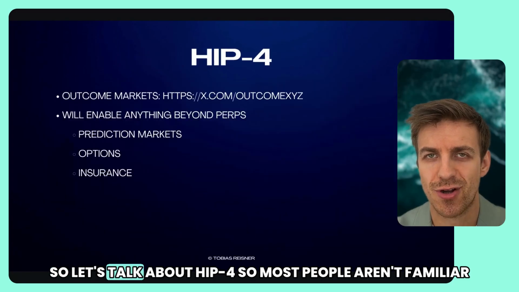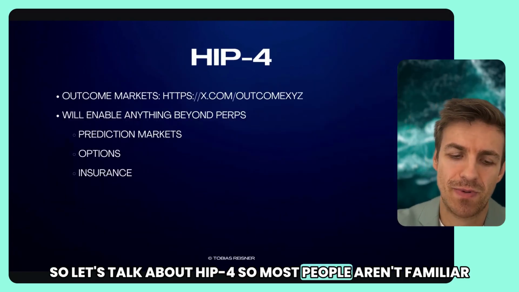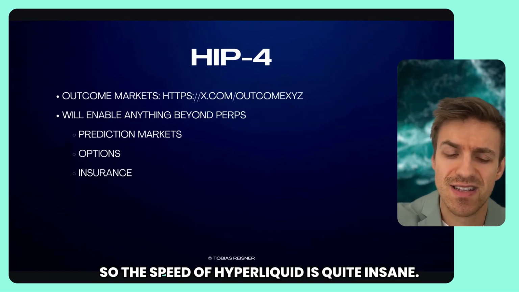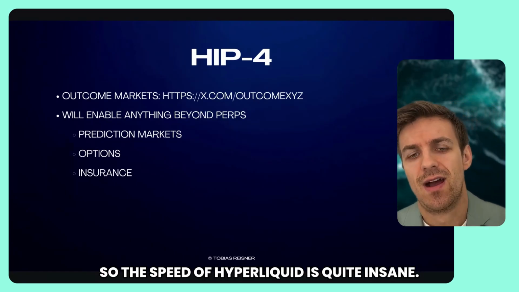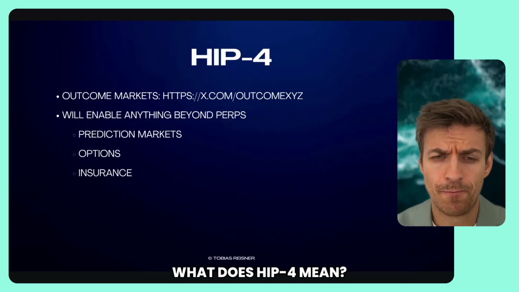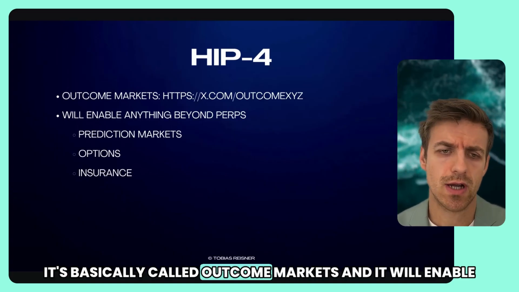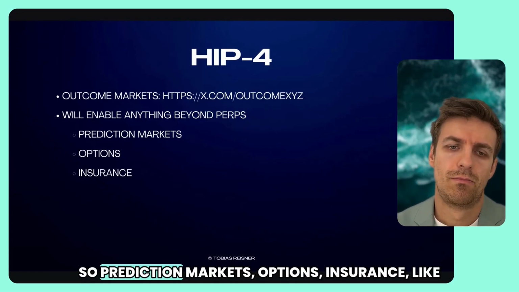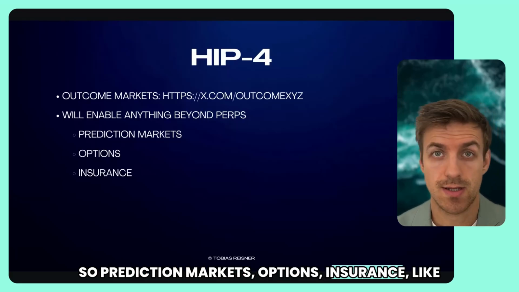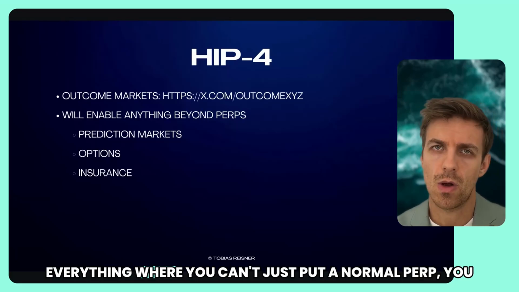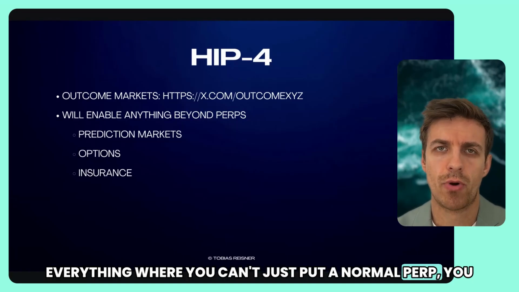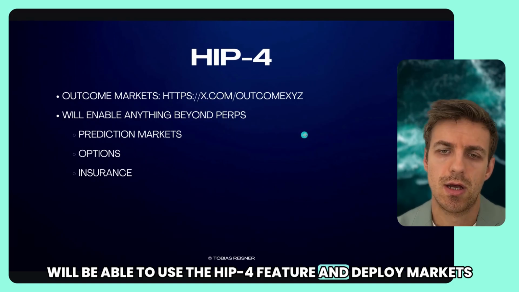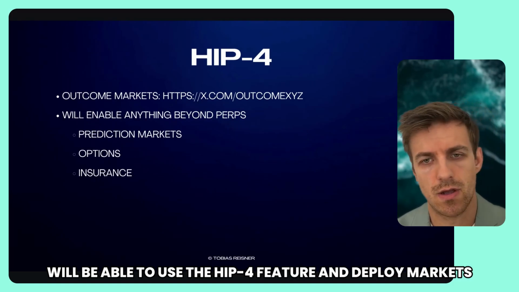So let's talk about HIP-4. Most people aren't familiar with HIP-3, and already HIP-4 is coming. So the speed of Hyperliquid is quite insane. What does HIP-4 mean? It's basically called outcome markets, and it will enable anything beyond perps. So prediction markets, options, insurance, everything where you can't just put a normal perp, you will be able to use the HIP-4 feature and deploy markets as HIPs.